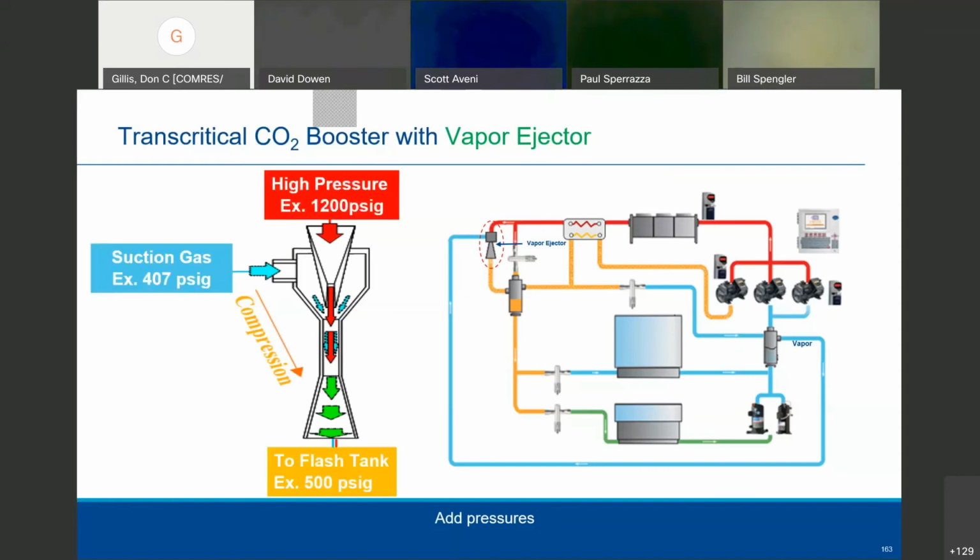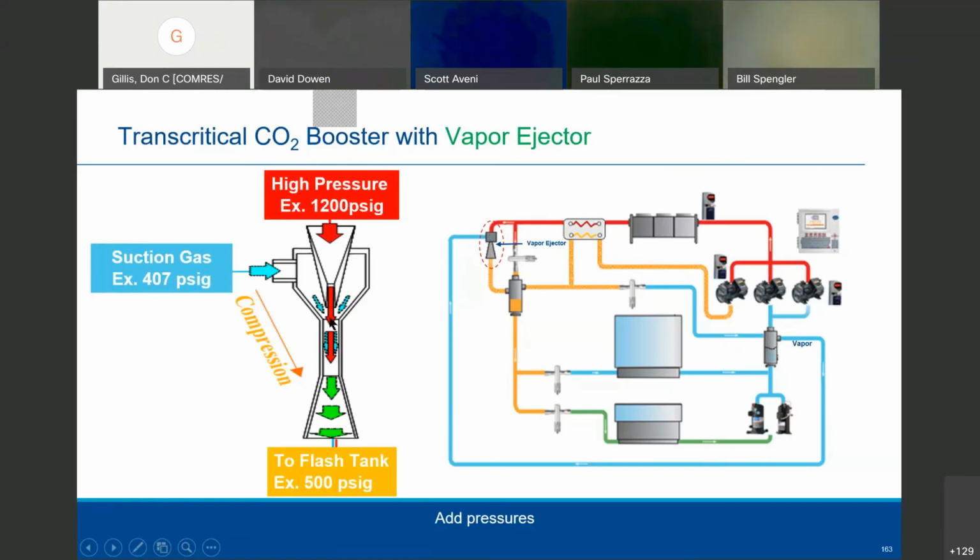We have the high pressure gas coming in from here. The high pressure gas is approximately, let's say, 1200 PSIG. The suction gas we're using is around 407 PSIG. We're removing this vapor. Instead of loading this up again, we've got a much lower pressure and lower temperature here. We're coming back and running it through the ejector, okay?